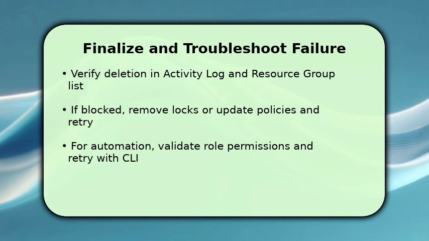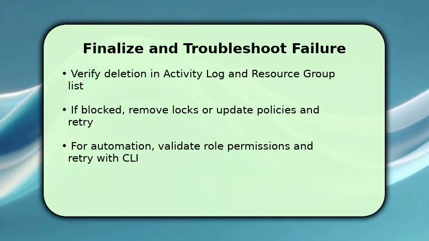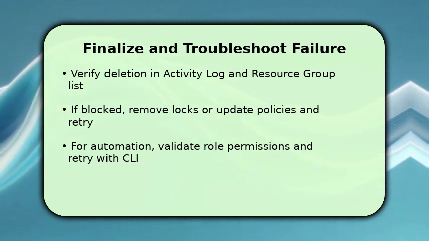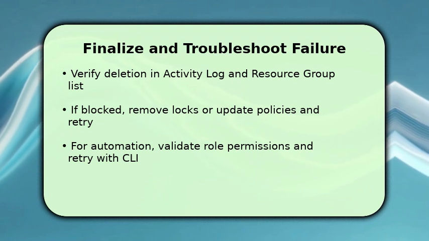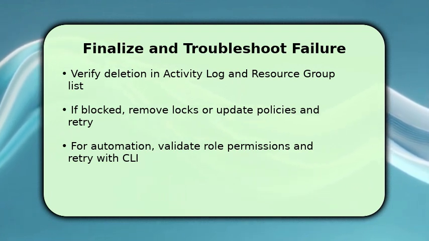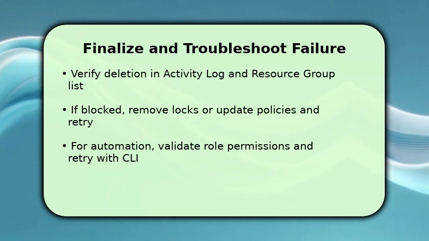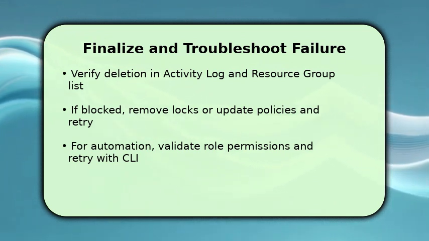Wait for the portal to report success and then verify in the activity log and the resource group list that the item is gone. If the delete fails, check for resource locks, role-based access restrictions, or Azure policy blocks. Remove or adjust them and retry. If automation failed, confirm the service principal or user has the necessary role assignments.